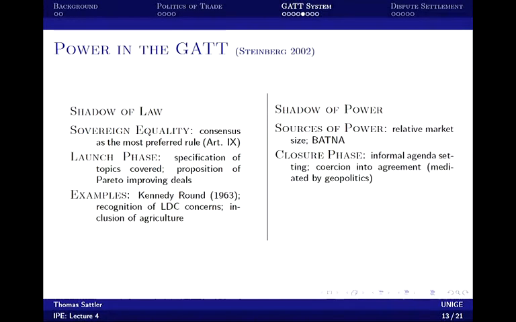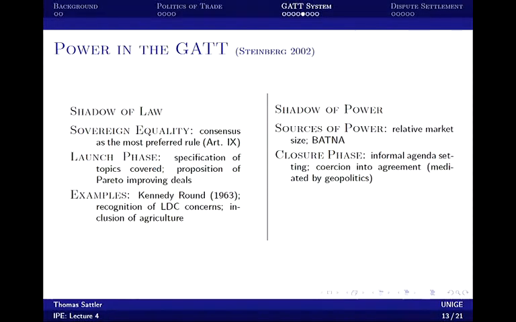And power is mostly evident in the closure phase of such a trade agreement. And it works in two ways. The first is there's informal agenda setting power. So in principle, everybody can make a proposal what should become WTO law.